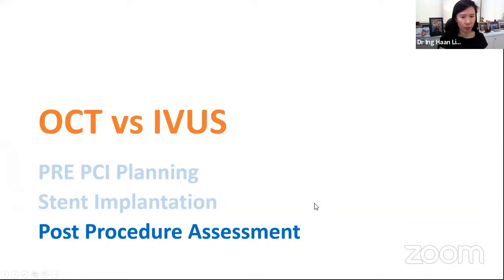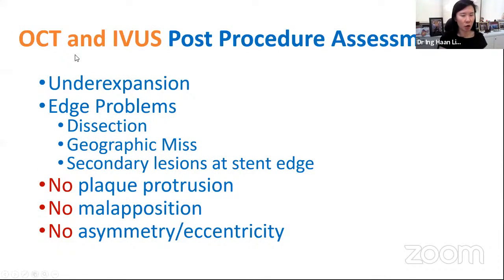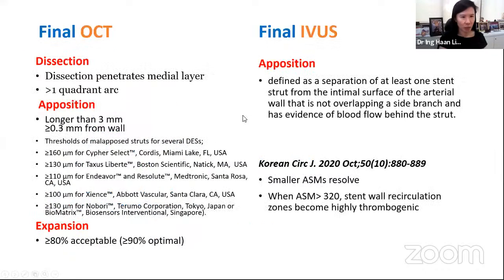Now, finally, we look at post-procedural assessment comparing OCT and IVUS. Both of them have utility in guiding diagnosis of stent under-expansion, edge problems like dissection and geographic miss, and also for both of them, we will be looking out for malapposition and eccentricity of the stents that have been placed.